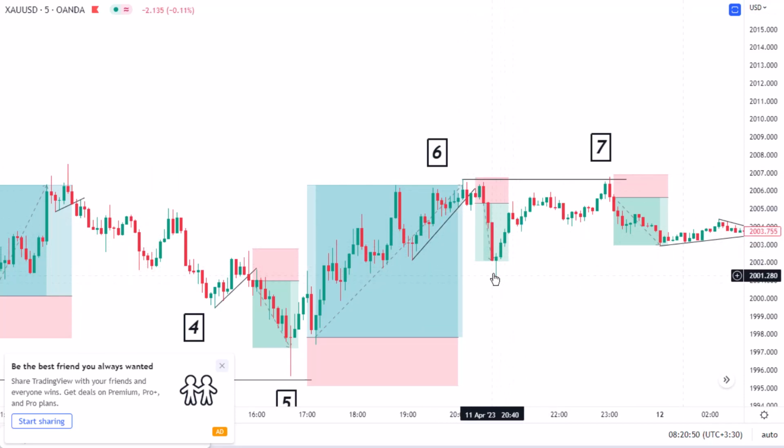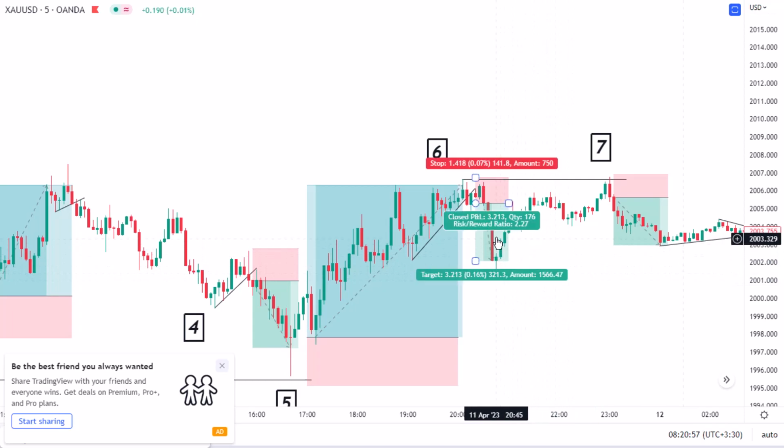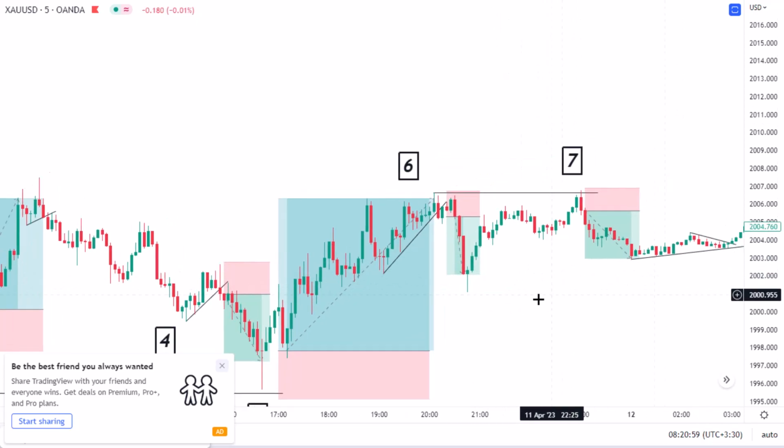By actually seeing this pin bar on our reward, we can have the alert for ourselves and exit the market.